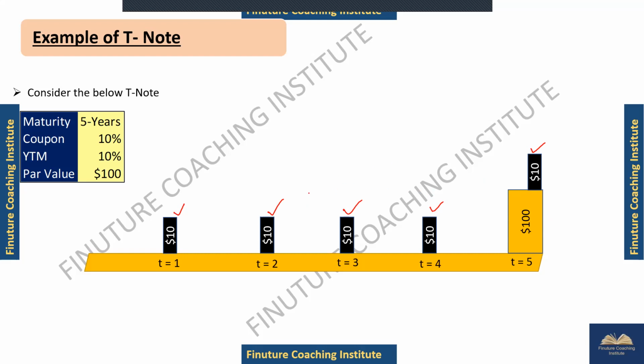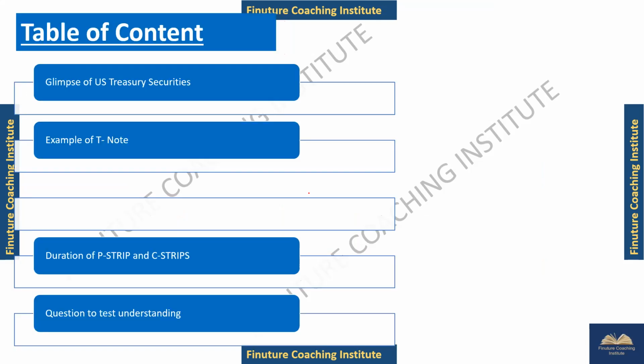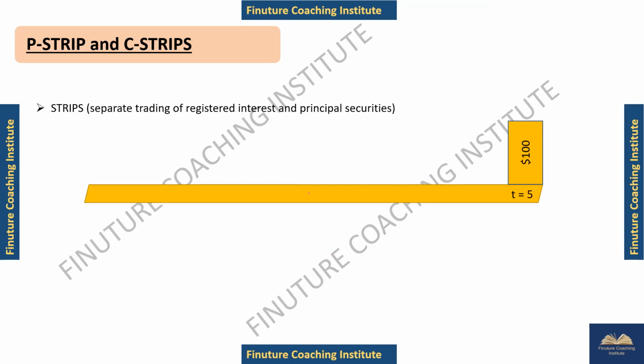So they basically segregate the actual bond into different securities, and they issue them again in the market, and investors buy based on their needs. So again, I'll move back to the slide. STRIPS stand for Separate Trading of Registered Interest and Principal Securities. As we saw, they separate the components, principal and interest, and issue separate securities.